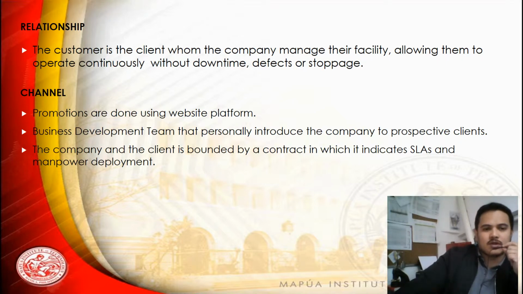First, promotions are done using website platforms. Next is the business development team that personally introduces the company to prospective clients. They essentially introduce the company to the clients, what services are being offered by the company, and also attend tendering activities by the client. Next, the company and the client are bound by the contract, which indicates service level agreements and manpower deployment.